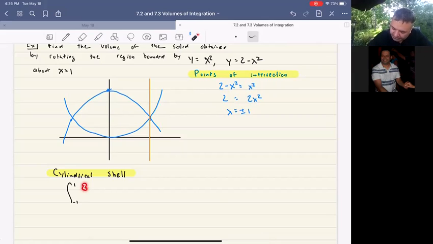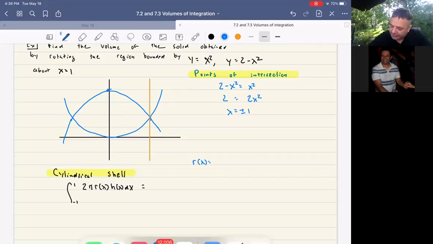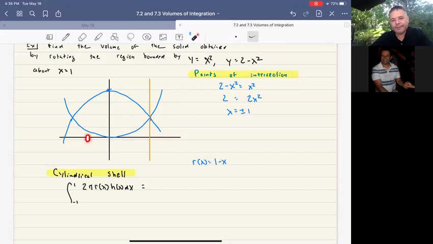Well, let's write it out. 2 pi r of x h of x dx. Okay, r of x. Well, r of x is going to be 1 minus x. Because if I have an x here, it's going to be this one. Now, I know this feels like plus x, but x here is negative. So let's think about an x here. This is this 1 minus this x.